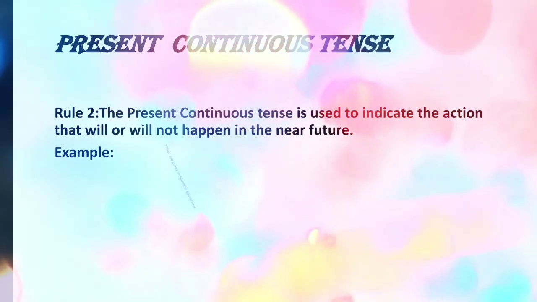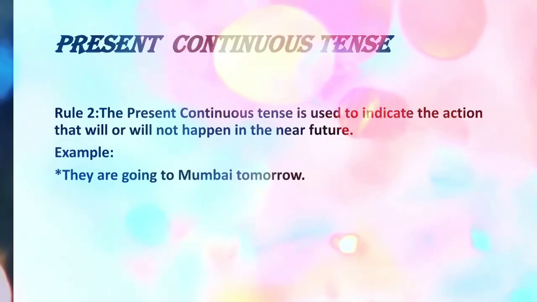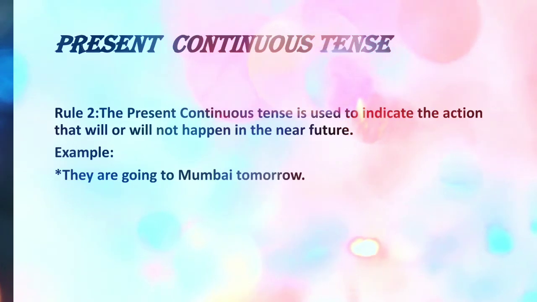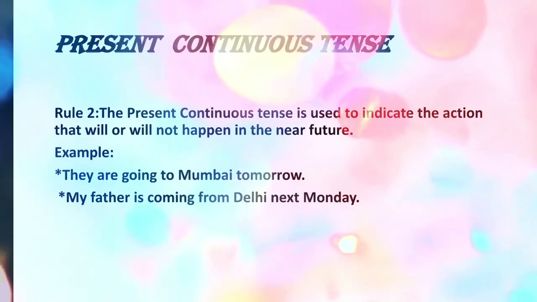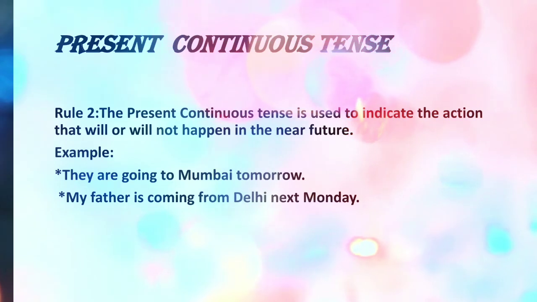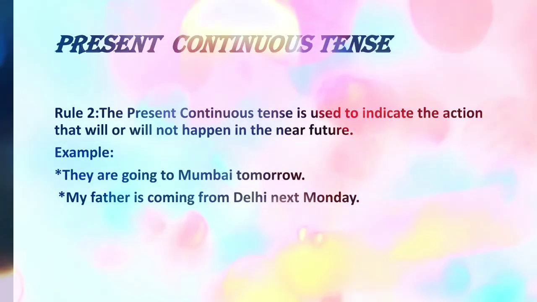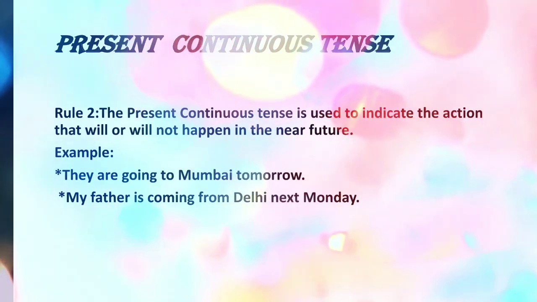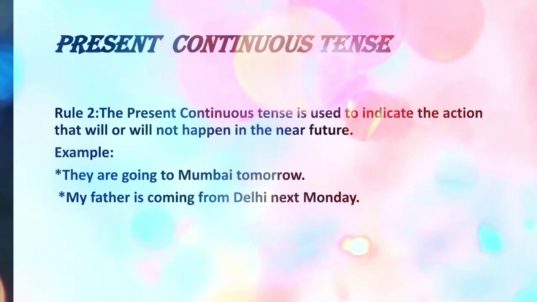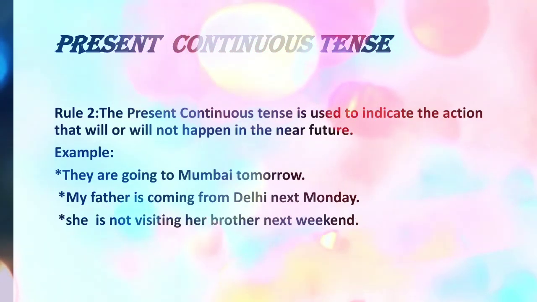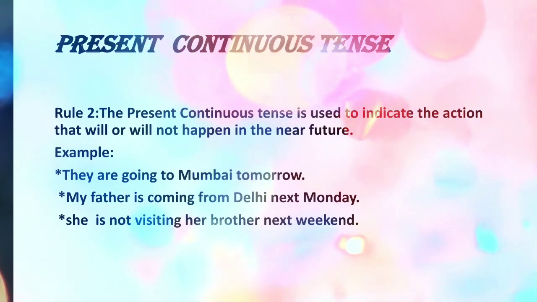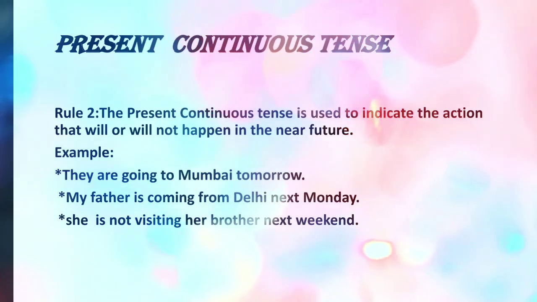Here the example is: they are going to Mumbai tomorrow. So they have planned to go to Mumbai, that's why it is used here. My father is coming from Delhi next Monday. It is also planned by my father that he is coming on the next Monday. In the same manner, she is not visiting her brother next weekend. So these are the examples related to the function.